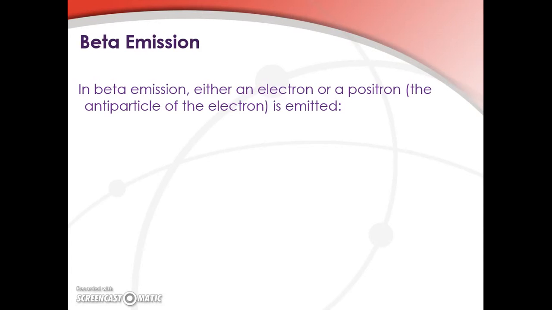So our next kind of decay. In beta emission, either an electron or a positron, which is the antiparticle of the electron, is emitted. So we already talked about carbon-14 turning into nitrogen and ejecting an electron. In this case, notice that the mass number does not change because the electron has a very low mass. So the mass number doesn't change, but the atomic number does. And so carbon turns into nitrogen when it gains a proton.